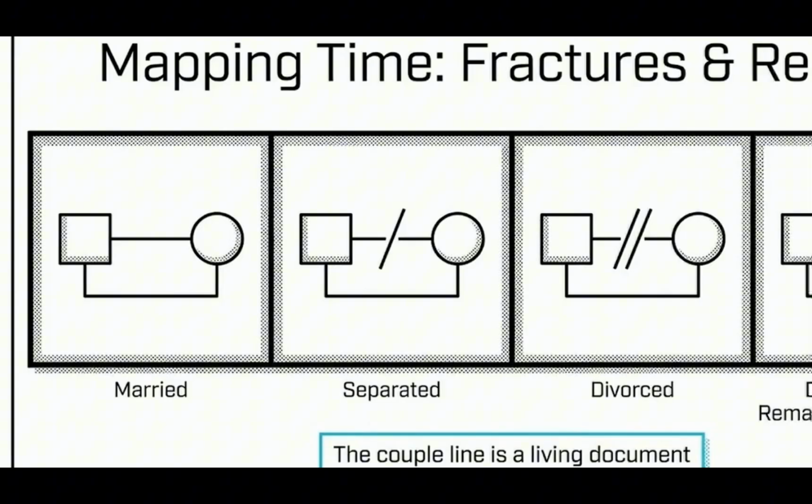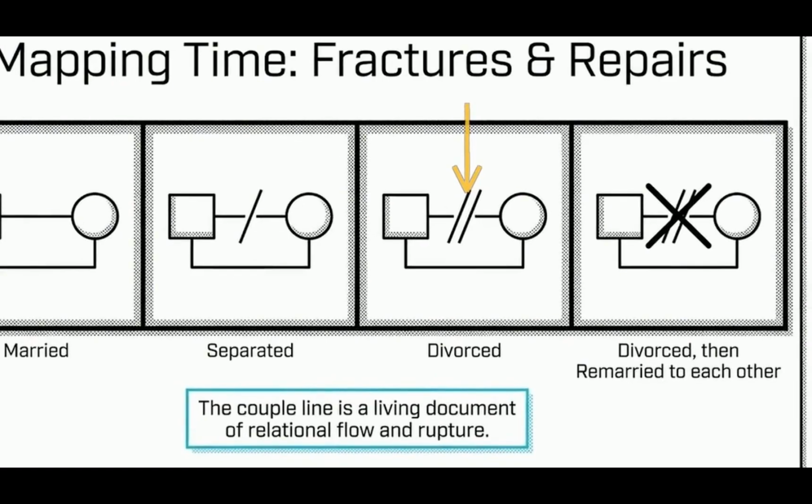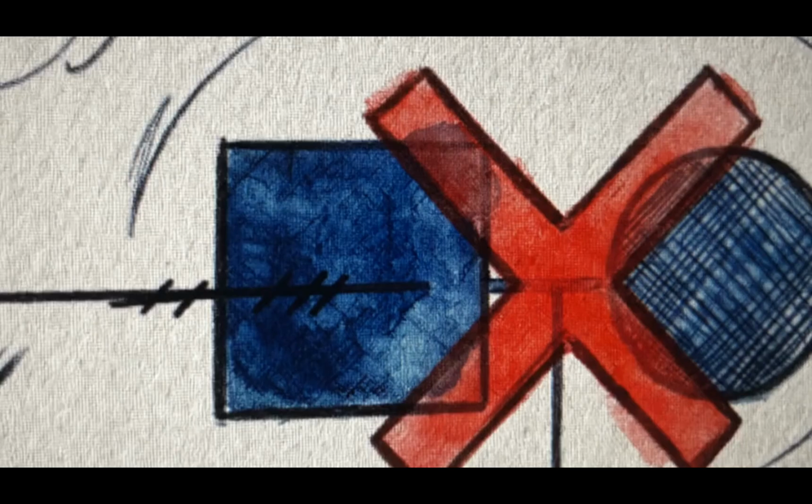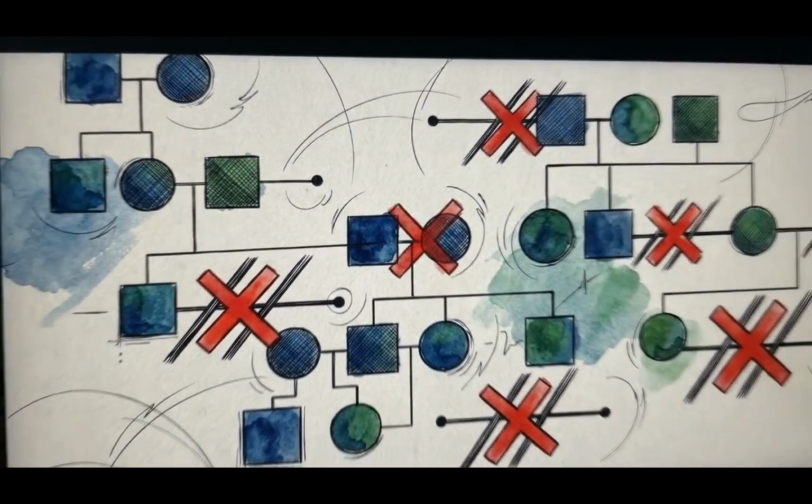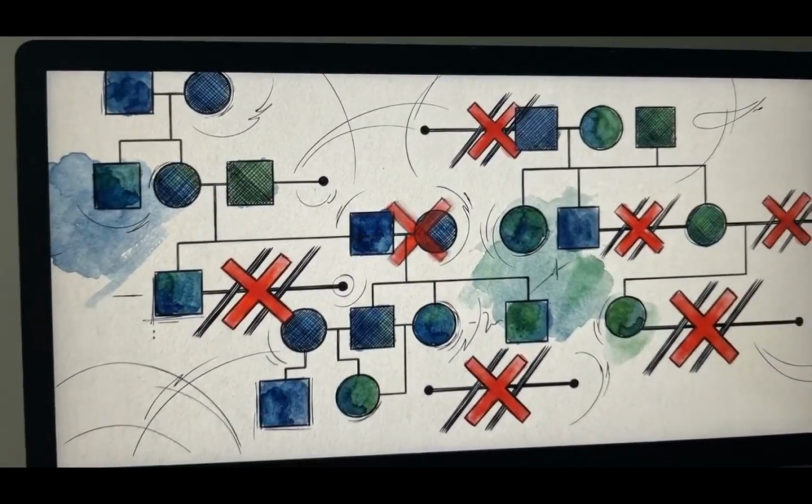These lines track the chronological deterioration of a partnership. A single diagonal slash denotes a formal separation. A double slash indicates a finalized legal divorce. If that couple eventually remarries each other, the syntax requires drawing a large X over those initial lines. These coupling lines operate as a living chronological document. They provide immediate visual evidence of historical stress and relational rupture within the system.